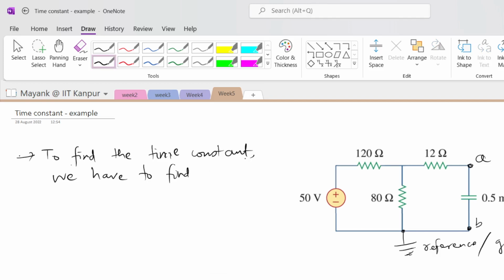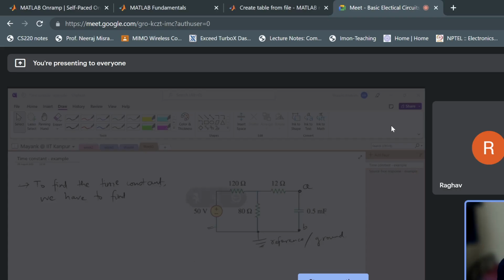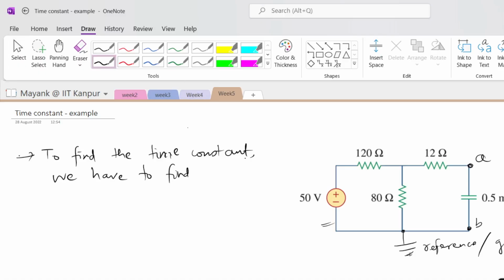Okay, so I was saying that we have to find the time constant in this particular circuit, right? So how do we find it? To find the time constant, we have to first find out the Thevenin resistance across terminals A and B, right? So how do you do that?